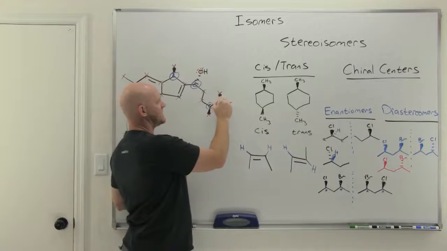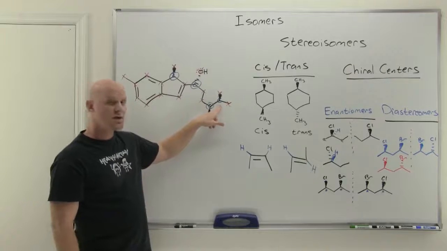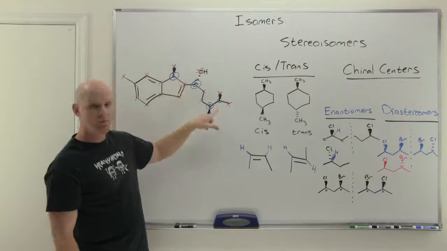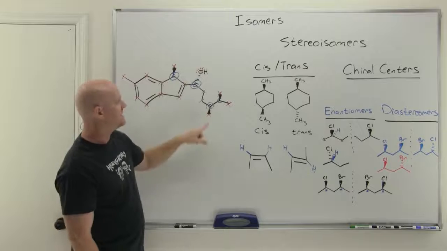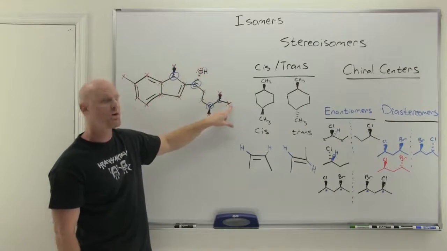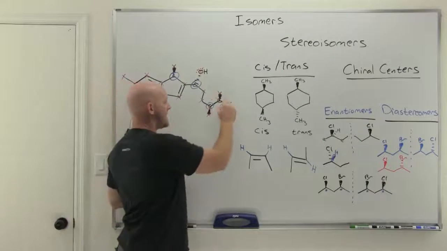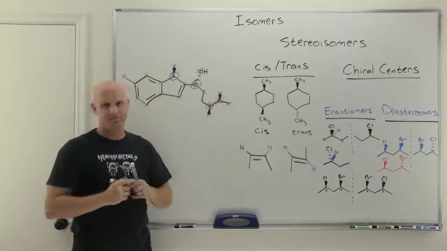And then last but not least, the only carbon we haven't looked at is that guy right there. But this guy, and this is the tricky one in this example, this is the one where I'm expecting to fool a few students. So this carbon right here is actually bonded to a methyl group right there and another methyl group right there. Those are both methyl groups. And so this is not a chiral center.